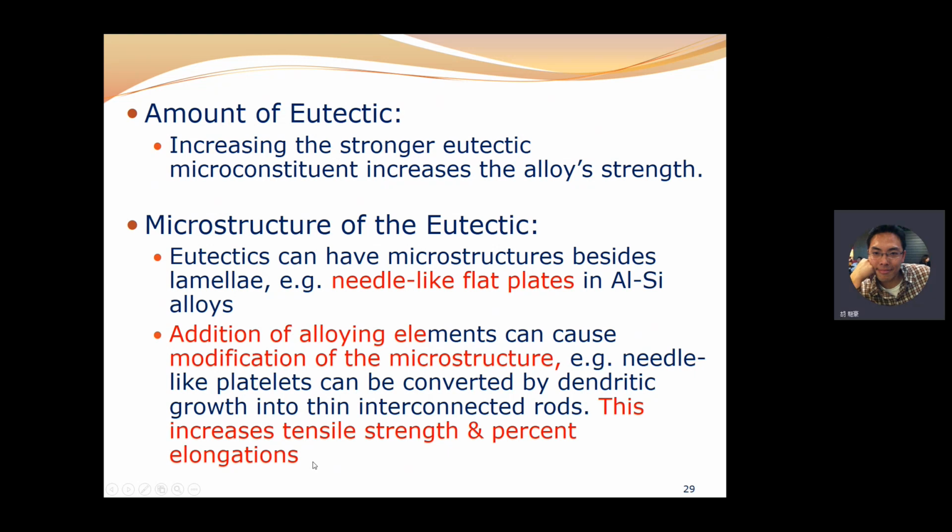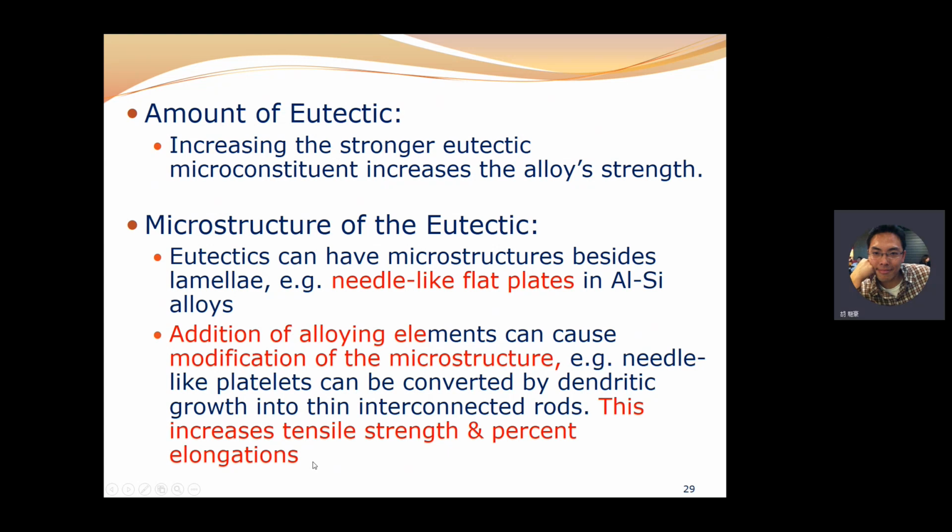The microstructure of the eutectics can have forms besides lamella, such as needle-like flat plates. Addition of alloying elements can cause a modification of the microstructure, such as needle-like platelets, which can be converted by dendrite growth into thin interconnected rods. This increases the tensile strength and the percent elongation. We already mentioned that one of the eutectic structures is the lamella structure, right? A layer structure.